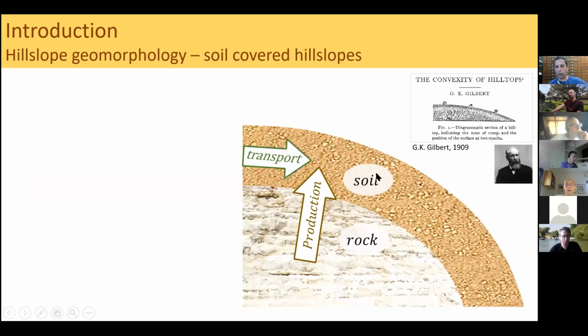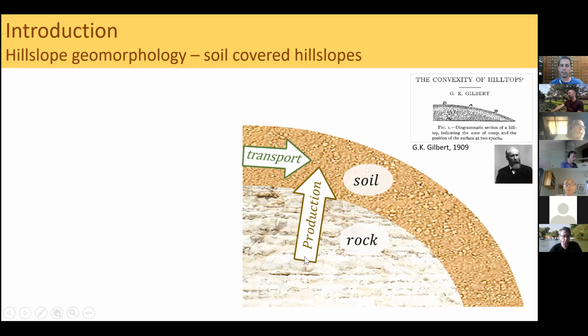Okay, so the observation of convex soil covered hillslopes was made over 100 years ago, and it was addressed by this famous geologist called G.K. Gilbert, and he was the first to suggest a model to explain the stability of this landscape. Why is it so abundant?